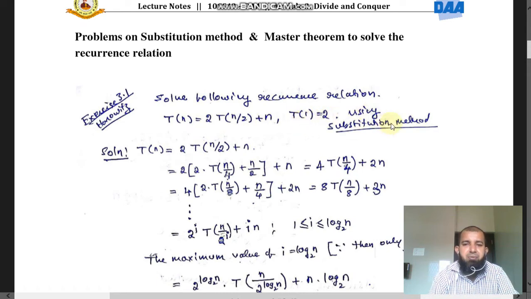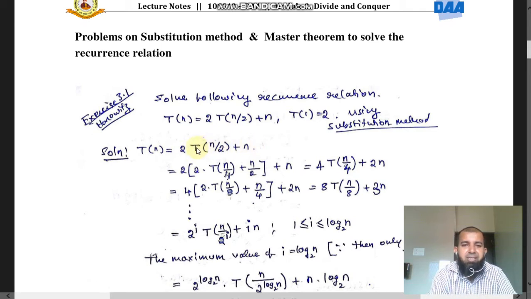Using the substitution method, first we'll solve it. In the substitution method, what you have to do is first write it as it is, T(n) = 2T(n/2) + n. After that, there is again a T(n/2), so recursively you have to solve again. In this recurrence relation, there is again T on the right hand side.